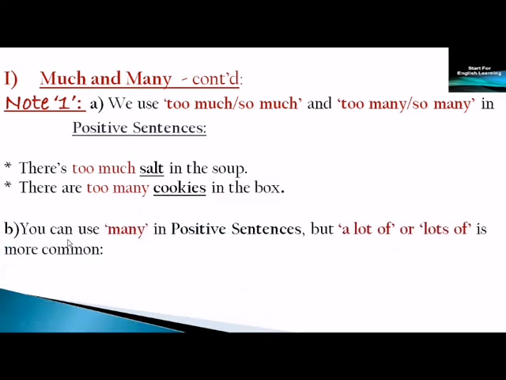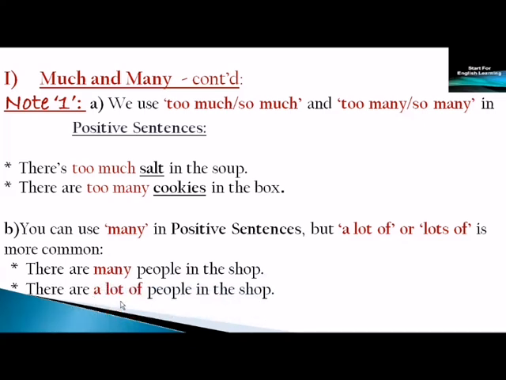Note B: you can use many in positive sentences, but a lot of or lots of is more common. It's more common to use a lot of or lots of. There are many people in the shop. It is correct, but there are a lot of people in the shop is more common. It's more commonly used. Okay.